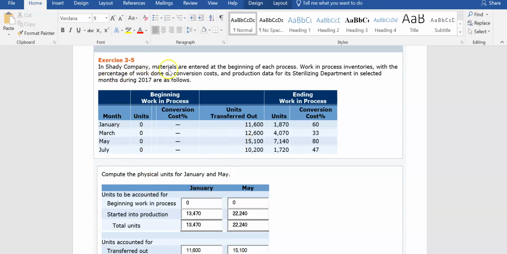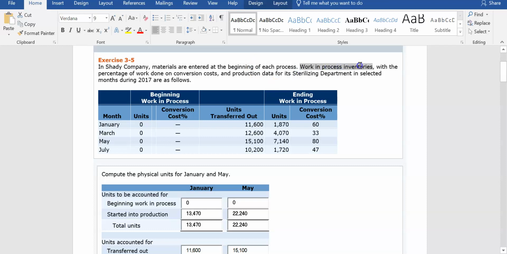This first problem has us working with the number of units that a company had been working on during the period, and of those units, how much of those units were completed. Okay. So let's take a look at this. Shady company. Materials are entered at the beginning of each process. That means all direct materials that the company needs to produce their inventory are all added at the very beginning of the production process.